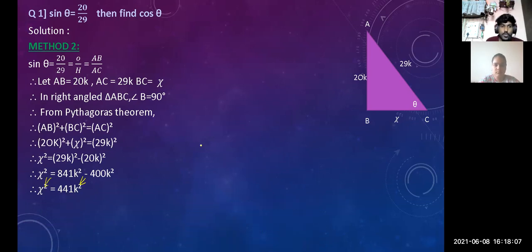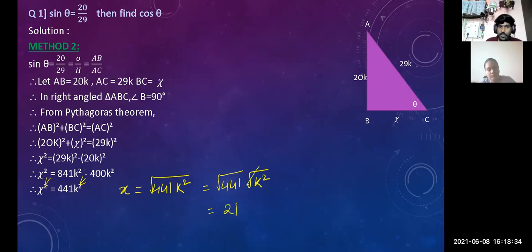So when you take square root both the sides, you will have x is equal to square root of 441 k square. This square root you can separate. So put the square root for 441 and put the square root for k square. Now, do you know what is the square root of 441? Yes. So this is 21 and square root of k square. So square root and square cancel and you'll be left with k. So the value of x is 21k.